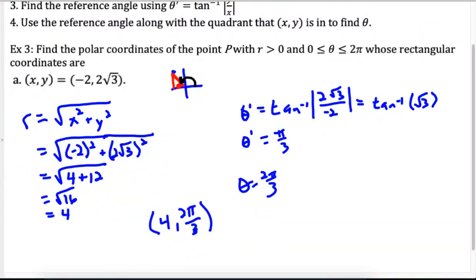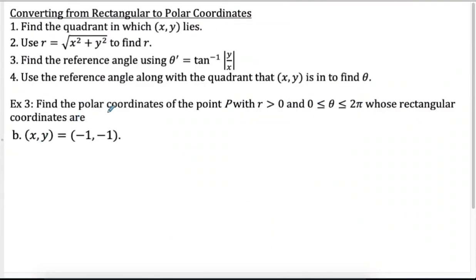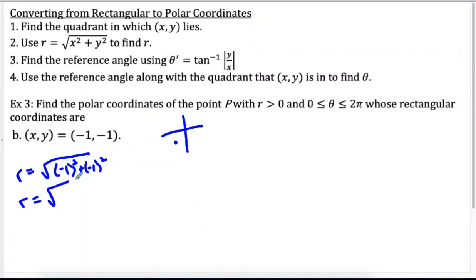Okay, let's go through one more example of that. Let's say that my rectangular coordinates are -1, -1. So first, I want to think about what quadrant that's going to be in. Well, -1, -1 is here in quadrant 3. So now, let's find r. r is going to be the square root of -1 squared plus -1 squared. So that'll be 1 plus 1, which is 2. r is the square root of 2.